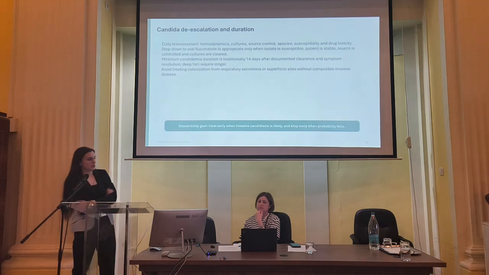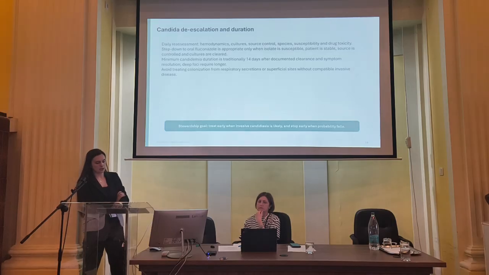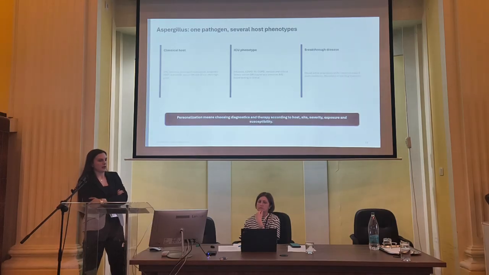The median candidemia duration is 14 days after documented clearance and resolution of symptoms. So we will de-escalate the therapy and continue it for 14 days.